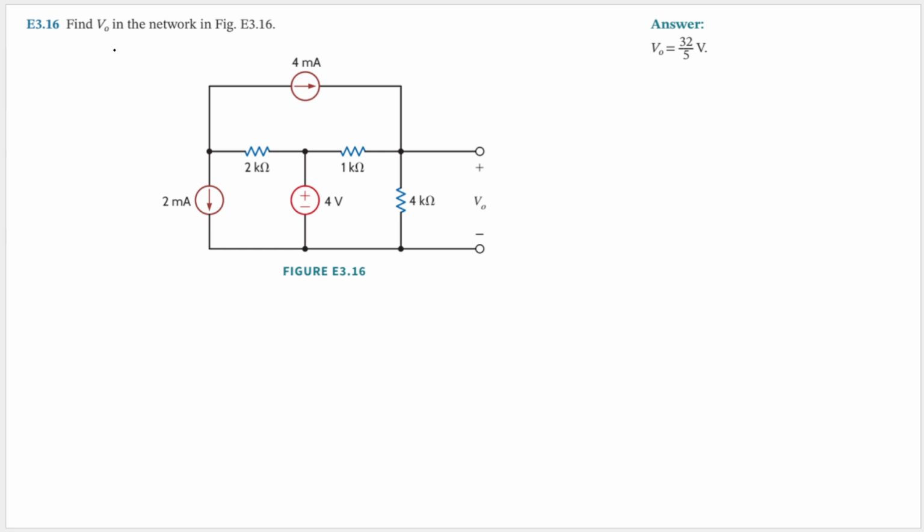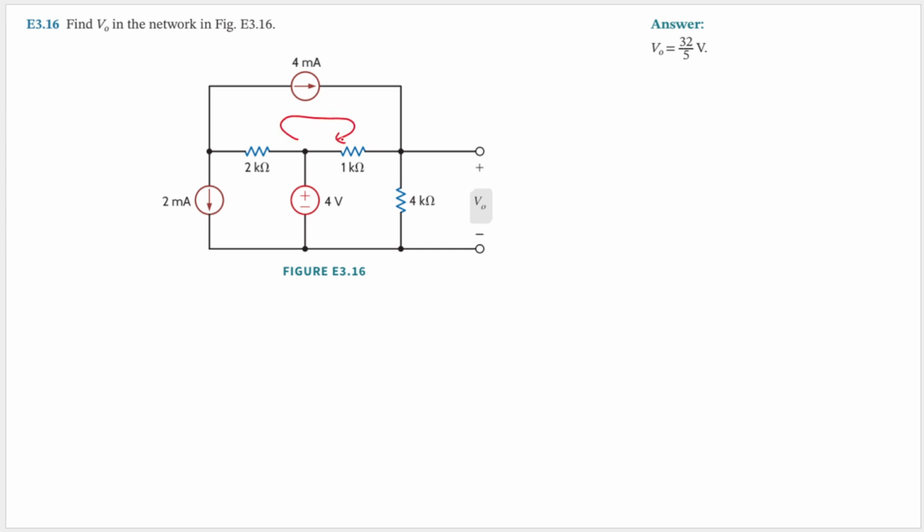So the question is find V0 in the network in figure E3.16. V0 is this one here, and we need to use loop analysis, right? Because this section is about loop analysis. Okay, let's see what we can get from here. Let's draw our loops here.